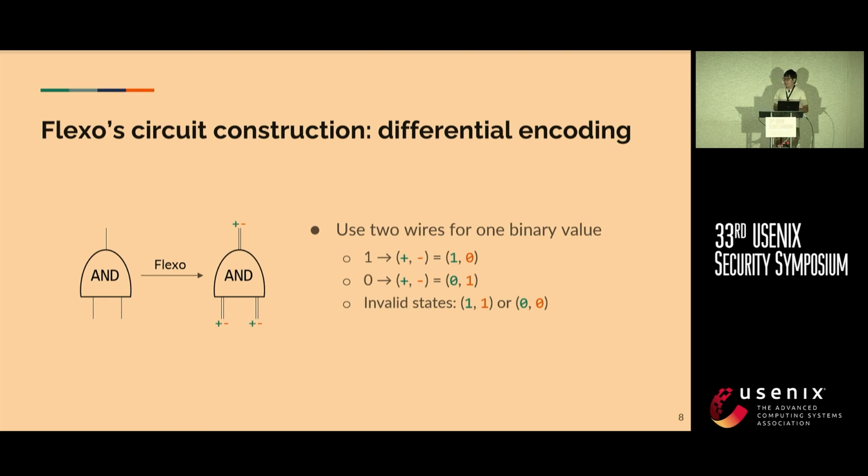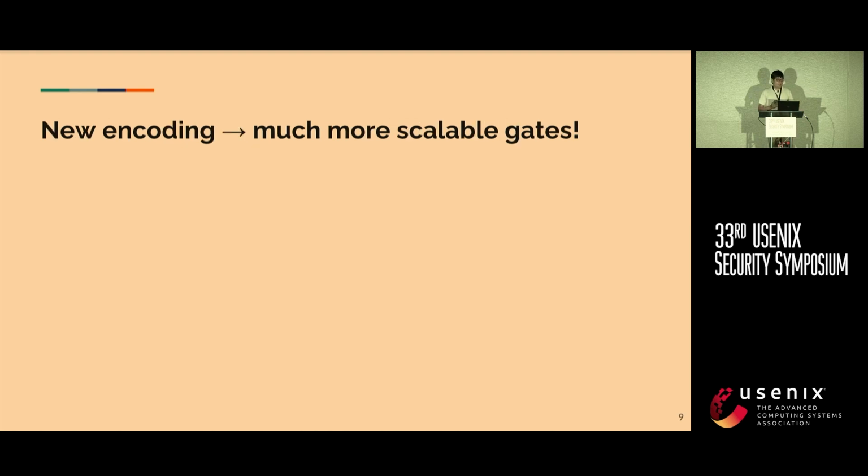When these two wires have other values, then we treat them as the invalid states and we will later use them for error detection. At first glance, this encoding doesn't seem to be very useful, but it actually provides us a lot of benefits.